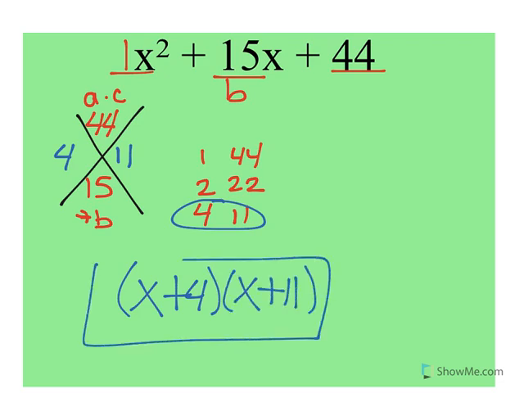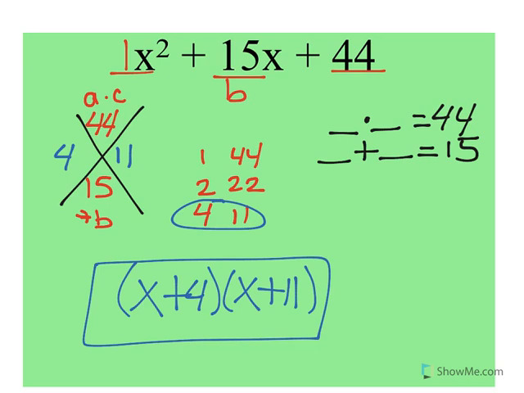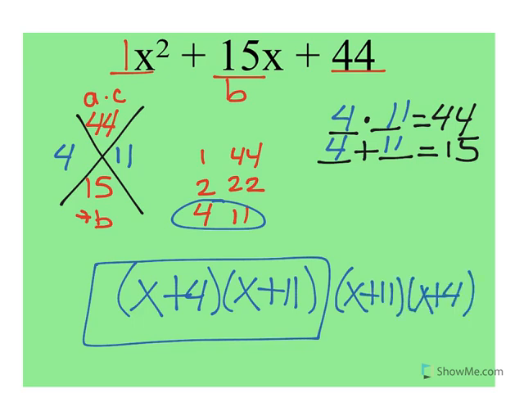That's it. Let's prove that it works the other way. I need two numbers that multiply to a times c, which is 44. The same two numbers must add to b, which is 15. I know 4 times 11 is 44, and I also know that those same exact two numbers, 4 plus 11, is 15. It must be the same two numbers in order to work. Now keep in mind, you could have said 11 and then 4, so you could have written your answer as x plus 11 times x plus 4. Order does not matter according to the commutative property of multiplication. Both answers are the same.